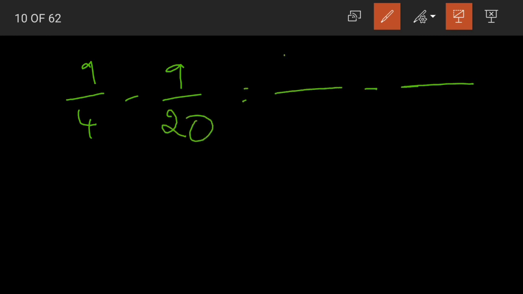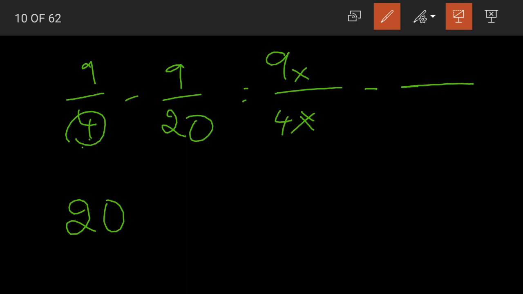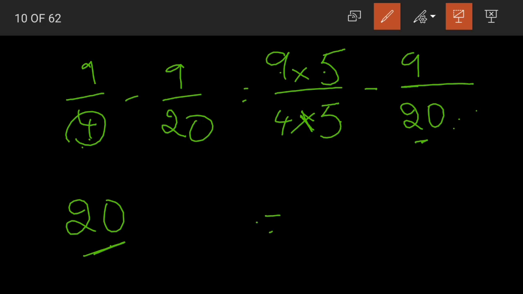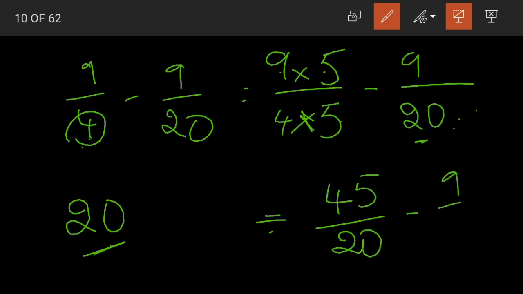9 by 4 minus 9 by 20. The LCM is 20. Now how do we do 9 by 4? The LCM is 20. Here the denominator is 4. Now what should be multiplied with 4 to get 20? 4 5s are 20. Yes, so we are multiplying the numerator and denominator with 5 here. Now moving on to the next fraction, 9 by 20. The denominator is already 20, so we need not do any multiplication here. Now 9 into 5, 9 5s are 45, by 20 minus again 9 by 20 here.